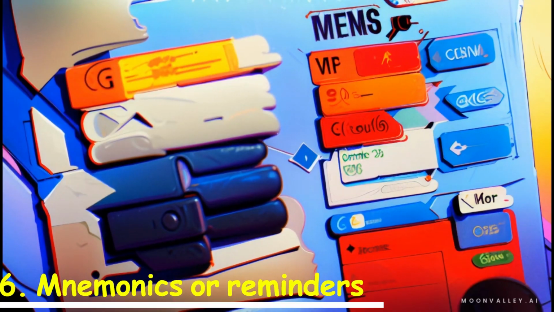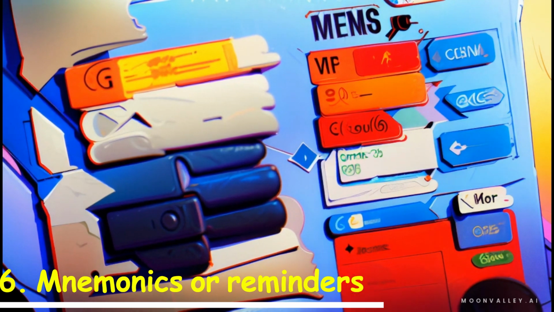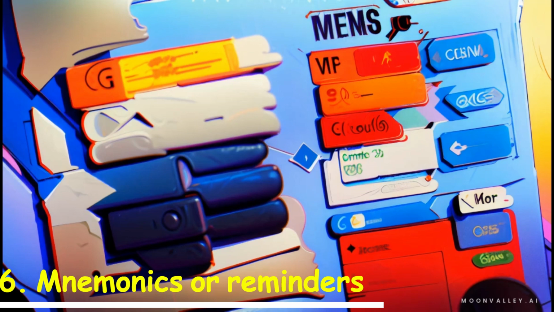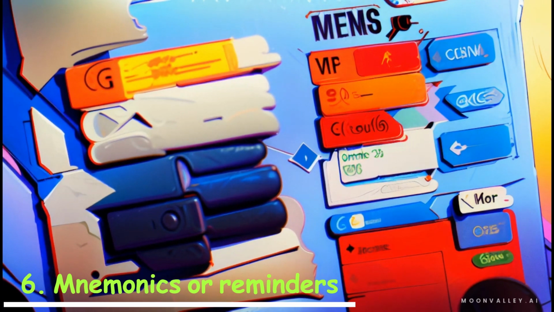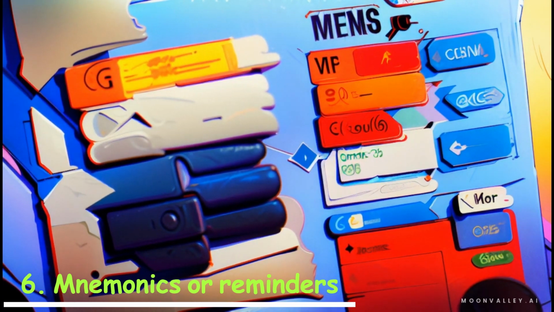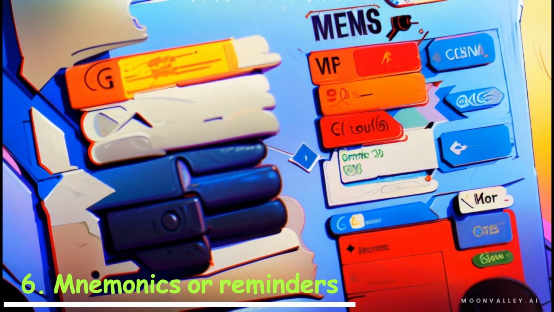Number 6. Mnemonics or reminders. Using patterns, acronyms, rhymes, or associations to remember information. Mnemonics are especially useful for memorizing lists, formulas, or sequences. Mnemonics enhance memory by creating strong associations, making retrieval more straightforward and more reliable.